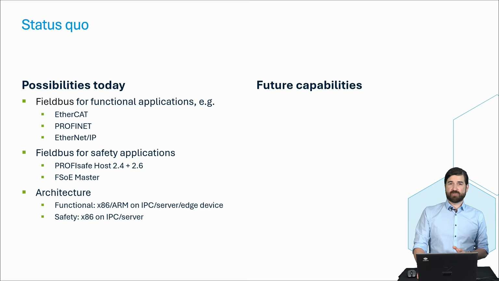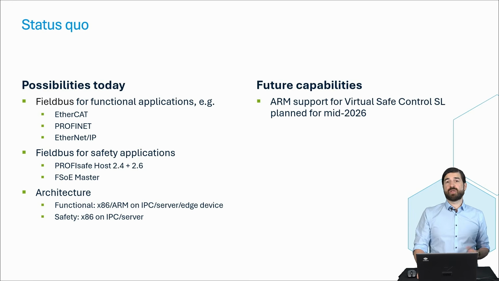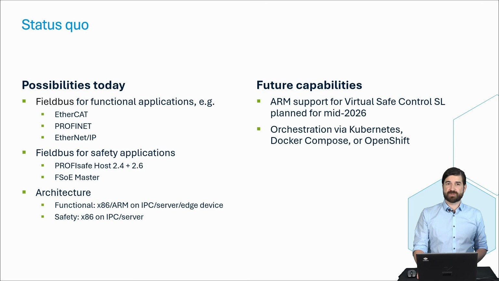As I mentioned, ARM support for the virtual safe control SL is planned for mid-2026. Looking ahead, we're also working on orchestration support via Kubernetes, Docker Compose, and OpenShift, which will make it even easier to manage and scale your virtual PLC deployments in larger installations.